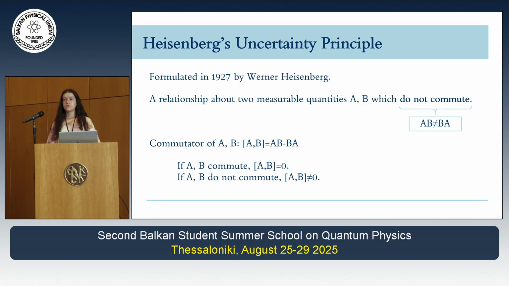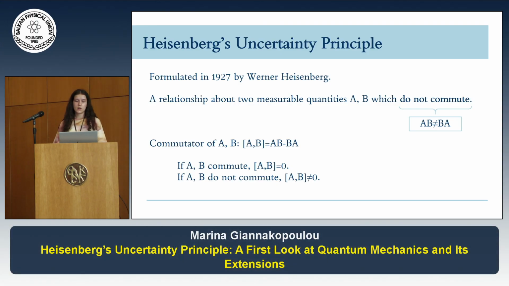In this case, we can define a quantity called a commutator. A commutator of A and B is equal to A times B minus B times A. And as you can see, if A and B commute, their commutator is zero. If A and B do not commute, their commutator is non-zero. There are several quantities which do not commute and for which the principle can be expressed. The most common ones are position and momentum. Remember that momentum is the product of mass times velocity.